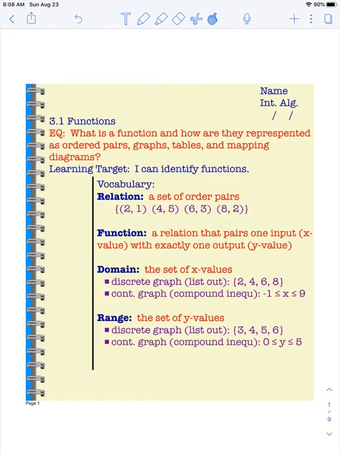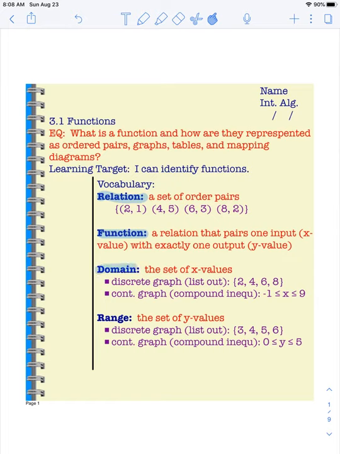So before we begin, we have some important vocab today. A relation is a set of ordered pairs. So when we're looking at relations, we're going to be looking to see if they are a function, but any set of ordered pairs can be a relation. Next, we have a function. A function is a relation that pairs one input with exactly one output. Outputs can repeat, inputs cannot. We'll look at those in our examples.